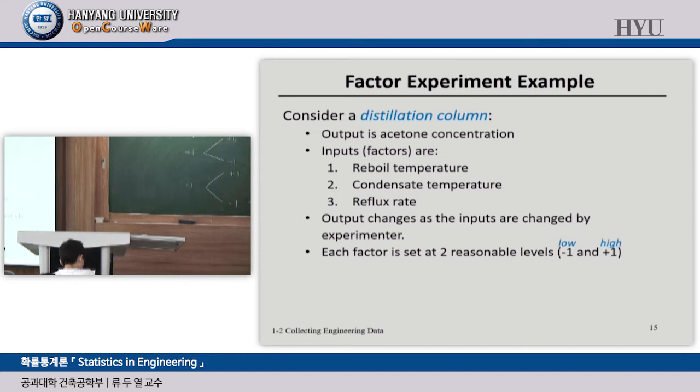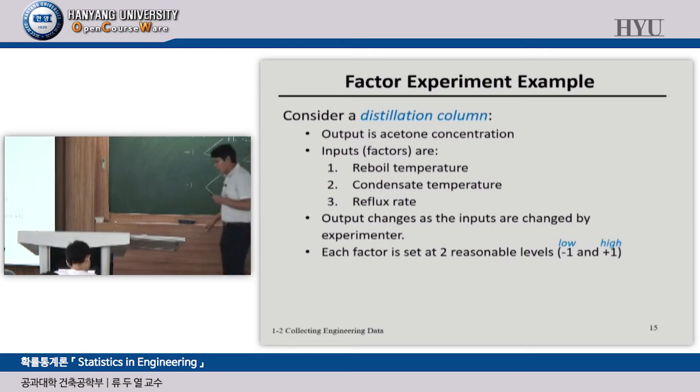And in this case, we have also two different levels, -1 and +1. And if we think about the high condensate temperature, we can have two reflux rates, +1 and -1, right? And we can apply these things to here, here, and here, right? So we can finally have a total of 8 outcomes based on this system.